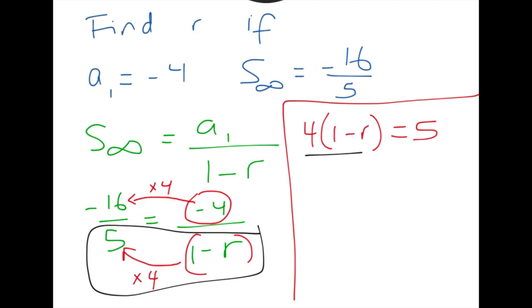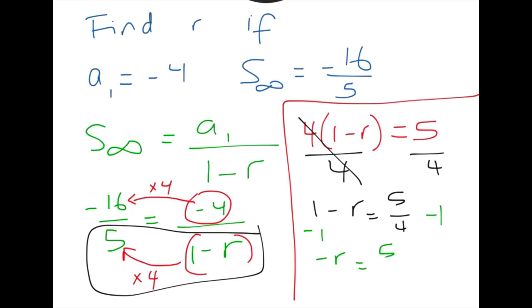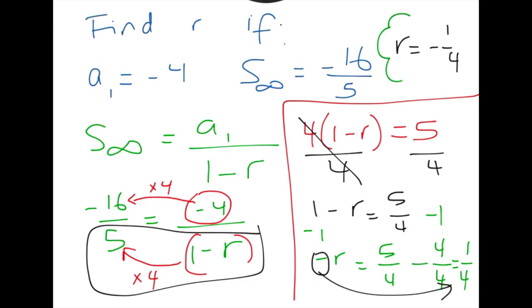So I will divide by 4 on both sides. 1 minus r is 5 over 4. Then I will subtract 1 on both sides. Again, negative r is 5 over 4 minus 1, which is 4 over 4, which is 1/4. And then finally, I will remove this negative on the other side, so we get r equal to negative 1/4. And that's my answer.